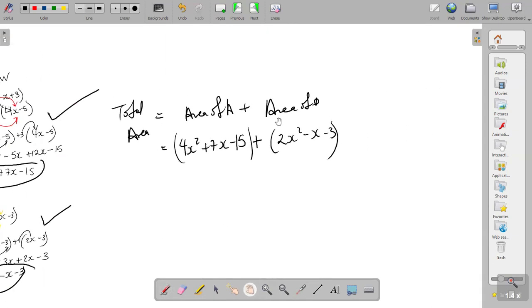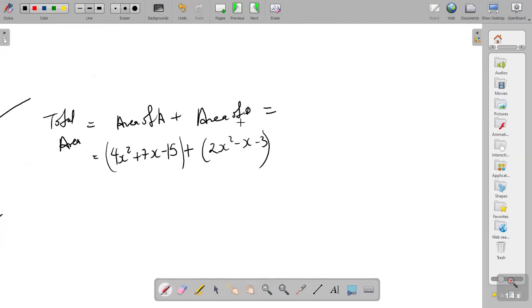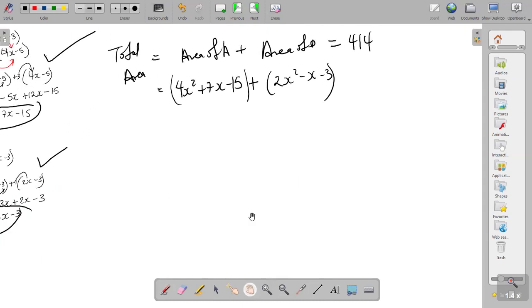Now, Dane, tell us what the total area is. They told us the total area is equal to a number. What was that number again? 414? 414. Everybody with me?